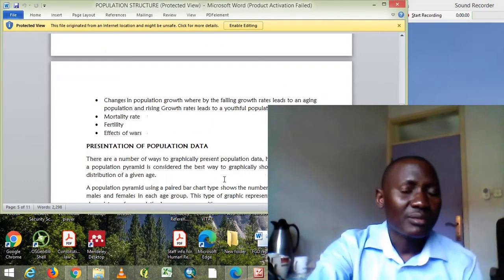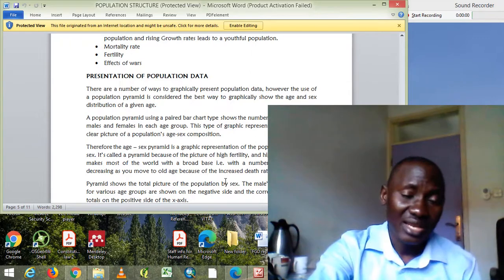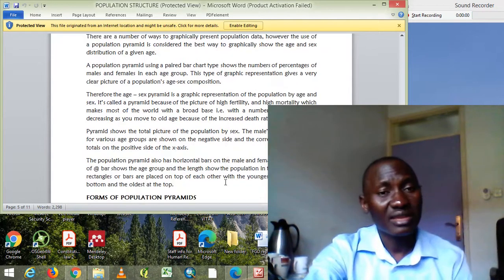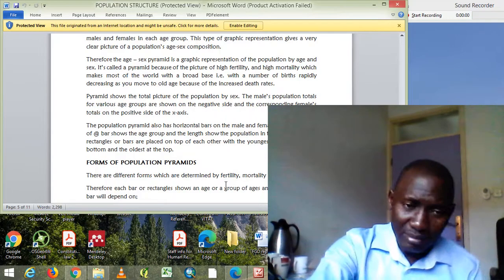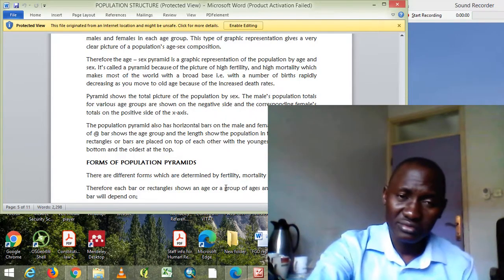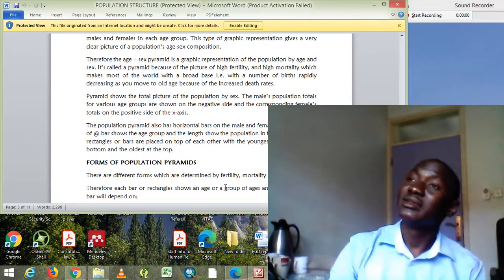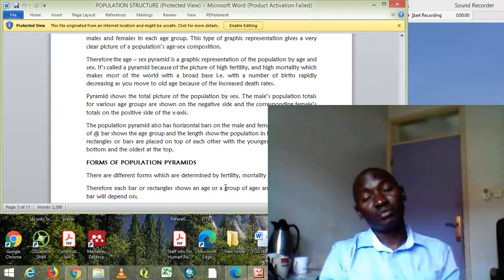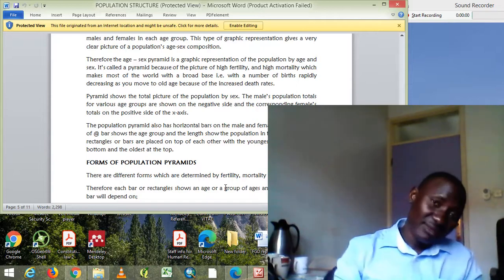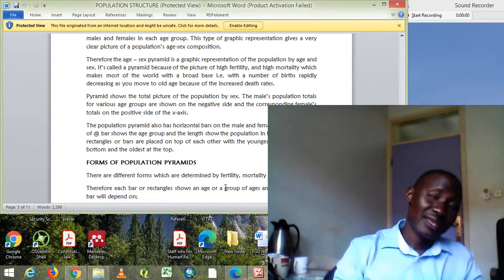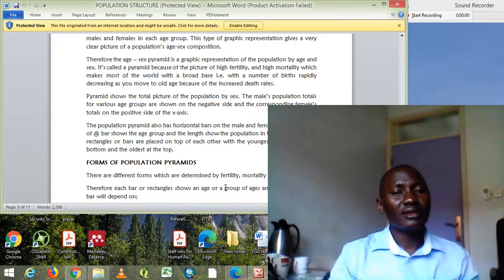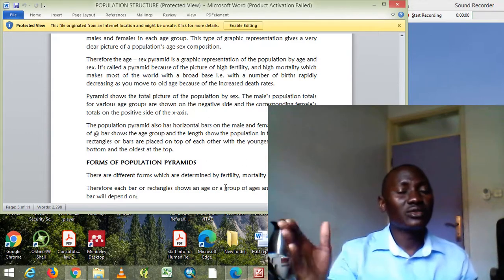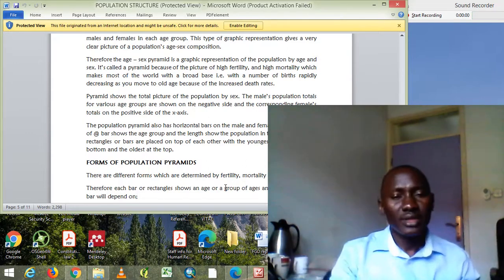How do we present population data? For example, population structure. I already told you that we present population structure using a population pyramid. I have already posted a video on the platform of someone illustrating how to do a population pyramid. But a population pyramid is a graph that we use to present population structure, a graph that is made up of horizontal bars. And the length of each horizontal bar usually indicates the total number of people per that age group in a population.